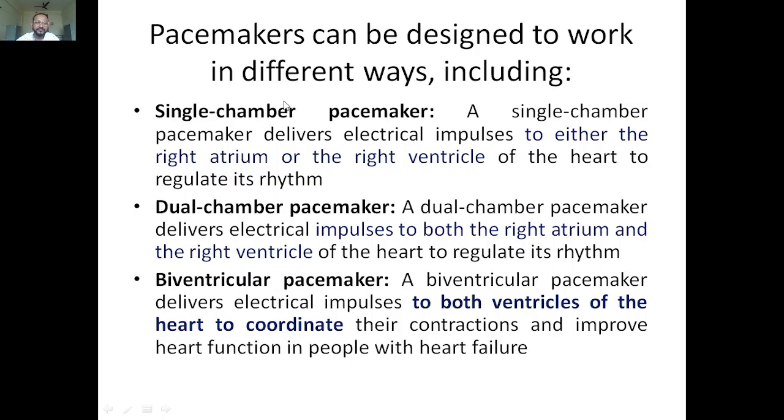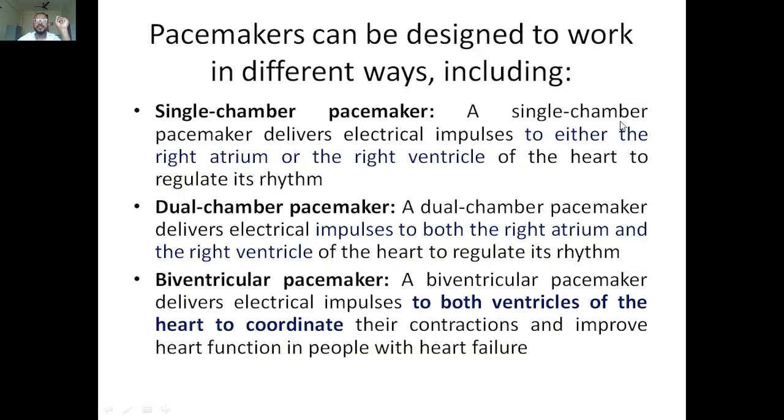First thing, how we can design: a single chamber pacemaker, that means only one chamber. Next, dual chamber, that means both atrium and ventricle, whereas single chamber is either for the ventricle or for the atrium. And a biventricular pacemaker is for both ventricles, and the atrium will also receive these signals. Understanding? So either single chamber, dual chamber, or biventricular.